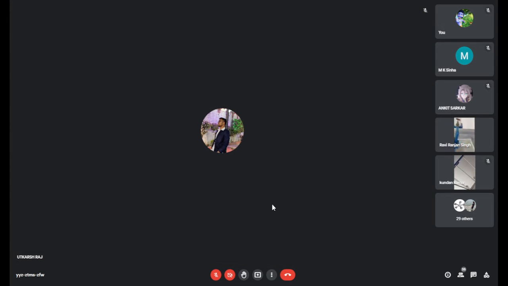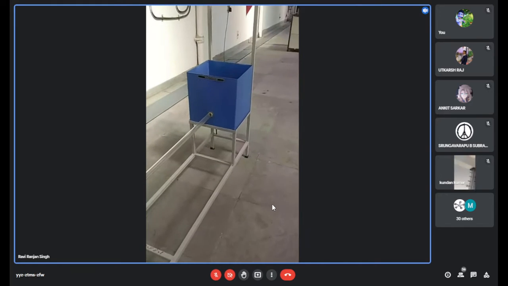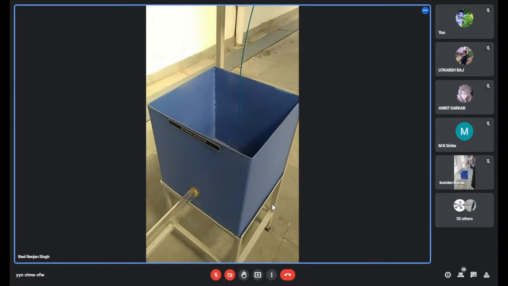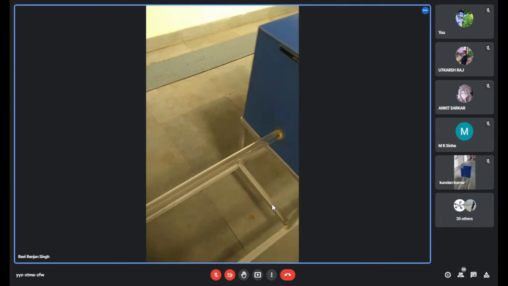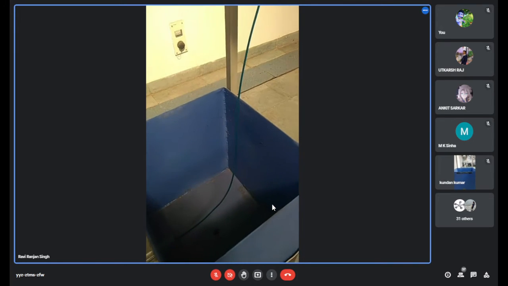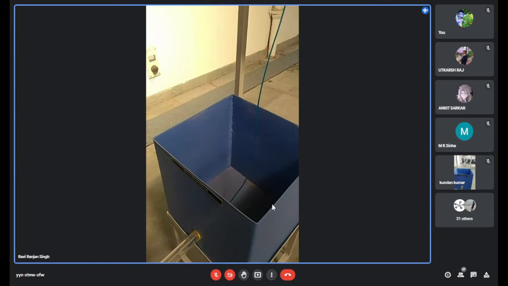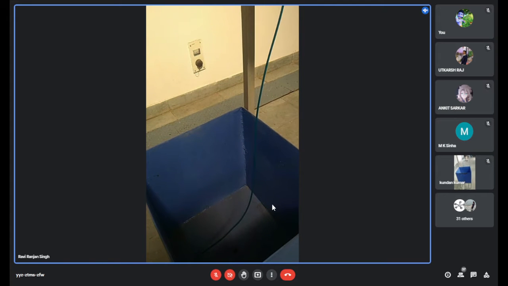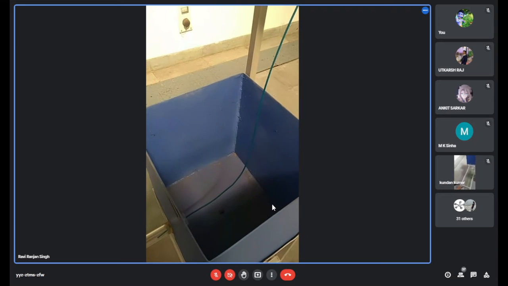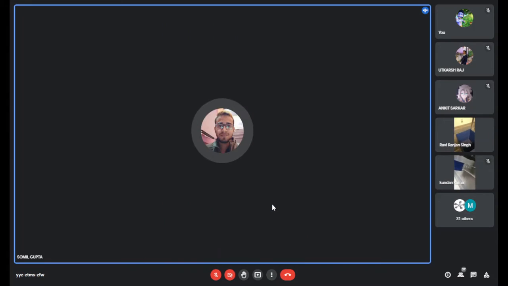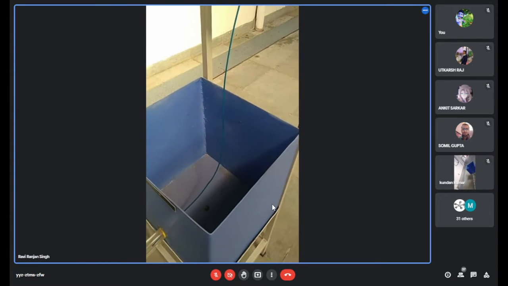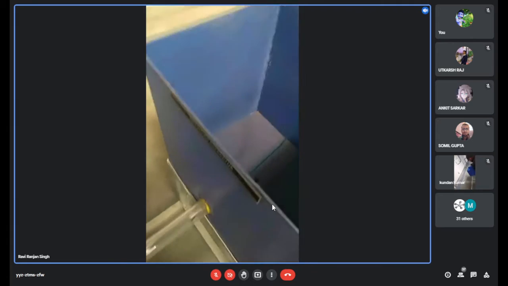Okay. And this is our third experiment, the Reynolds experiment. Can anybody tell me why we calculate the Reynolds number? What is the significance of the Reynolds number? To determine laminar or turbulent flow. Yes, we decide whether the flow is laminar or turbulent. Okay. So in this there is a pipe.